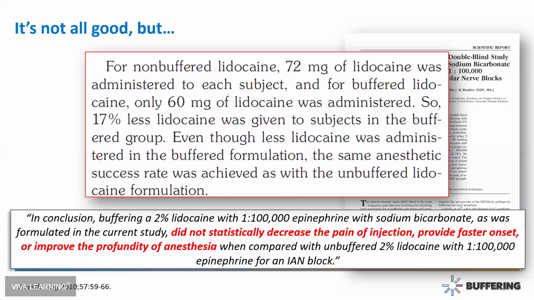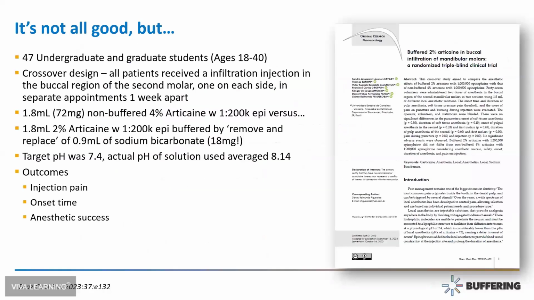One other quick one, because it brings home one other point I just want to highlight, which is, we can't over buffer. We have to follow the recipe. It's like 1 to 9, 1 to 10, 1 to 20, somewhere in there. But we really shouldn't be raising that pH above 7.5. In this case, they used undergraduate and graduate students. Again, a crossover design. One side got the buffered, one side got the non-buffered.